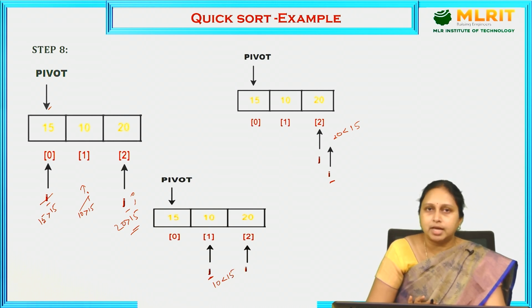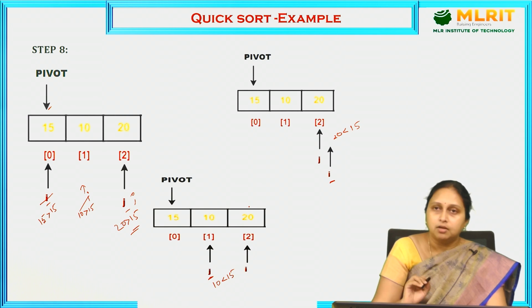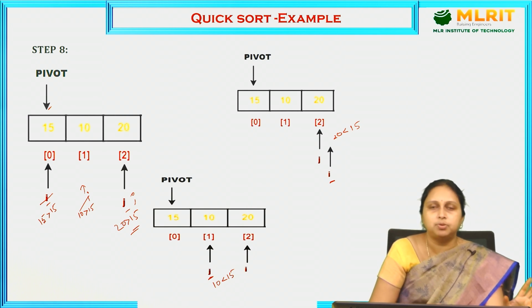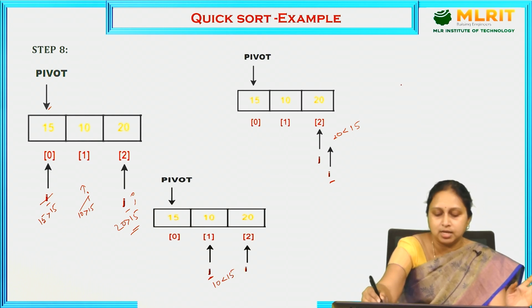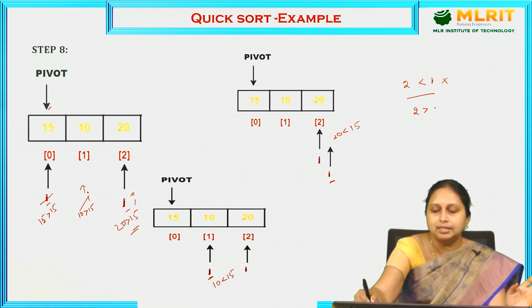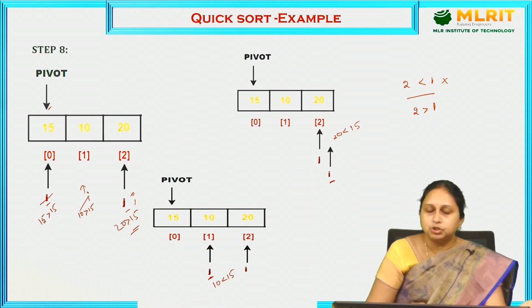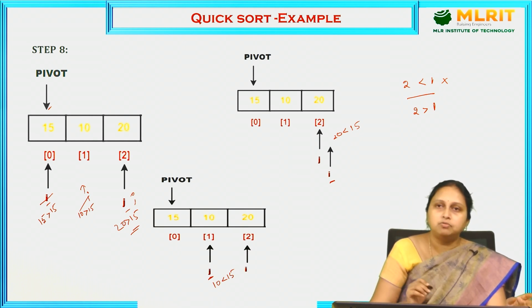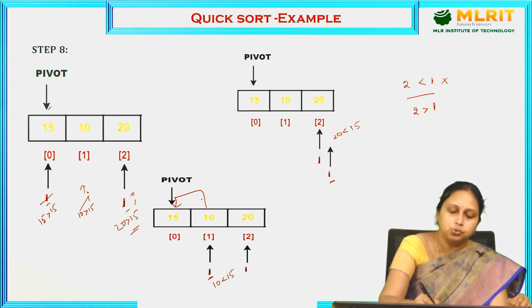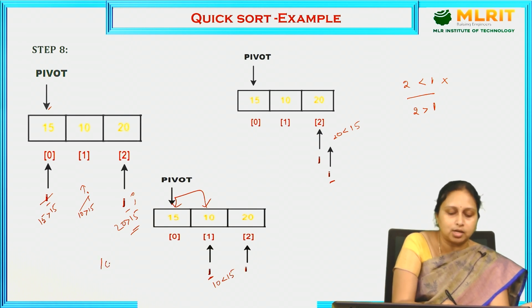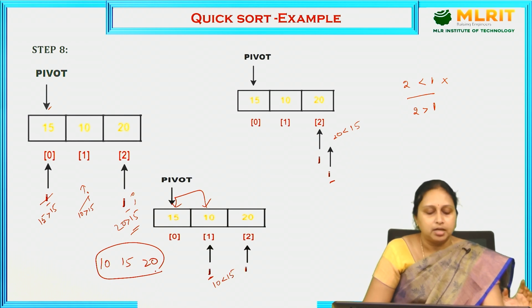Now which of the two elements has to be swapped? That is decided based on whether I is less than J or I is greater than J. If you look at the I and J values here, the I value is 2, is it less than 1? No, 2 is greater than 1, that is, I is greater than the J value. So we need to swap A of J and A of the pivot element. That means we swap these two elements, so we get the list 10, 15 and 20. This is the list we get in the left sublist.